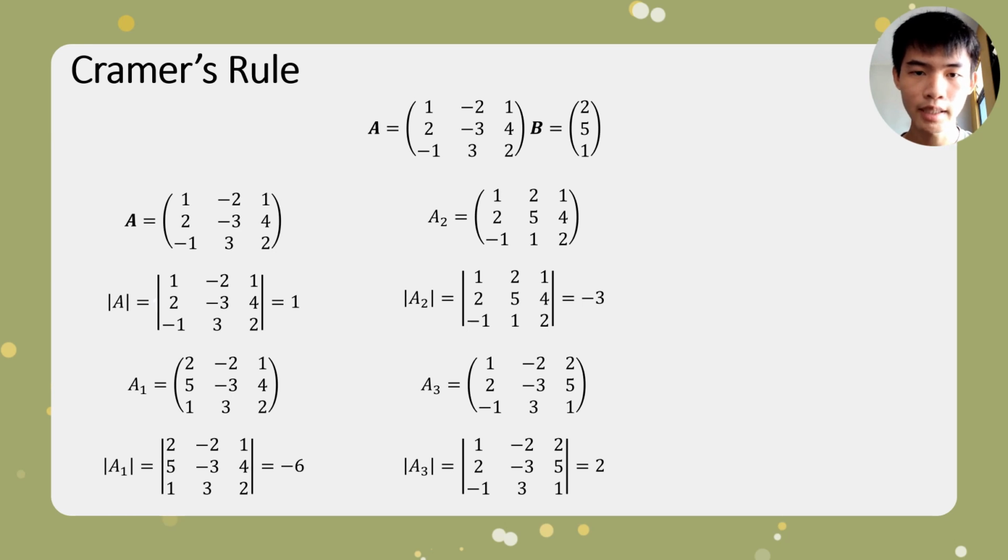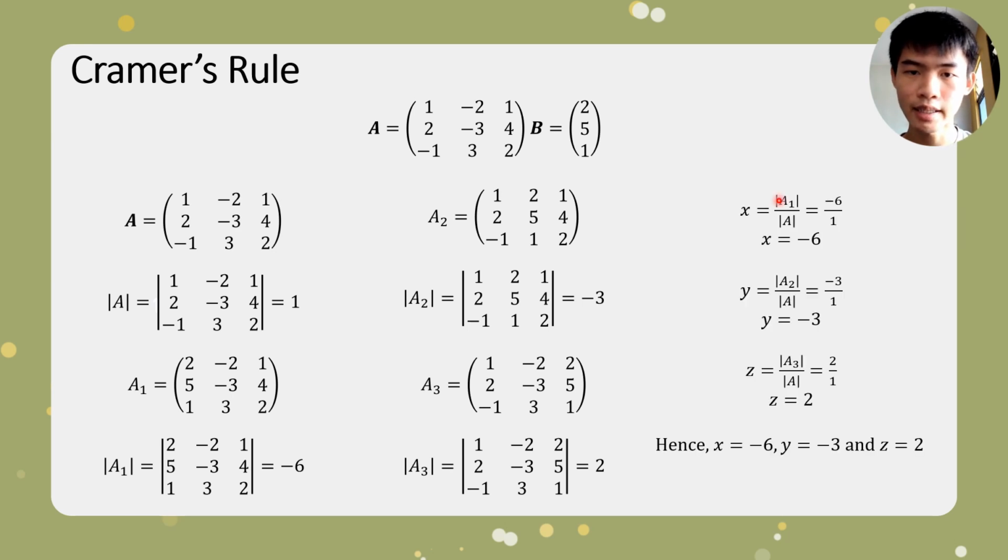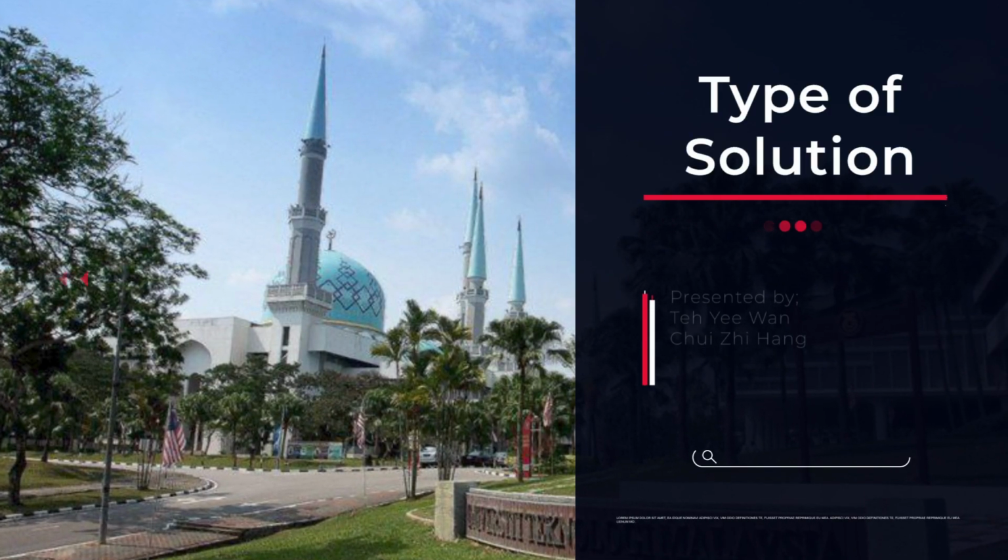After that, we calculate the value of x by dividing the determinant of A1 by the determinant of A, which gives -6. For y, by using the determinant of A2, we get -3. And for z, by using the determinant of A3, we get 2.